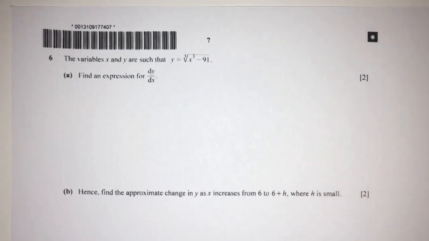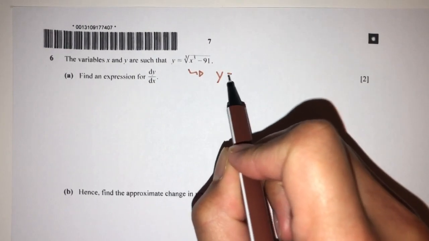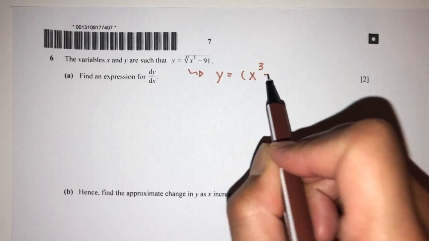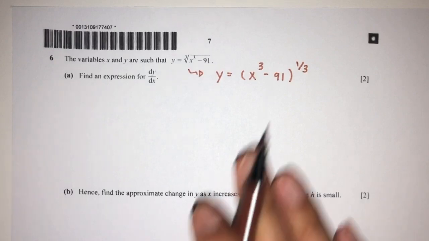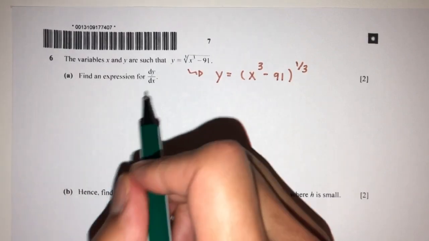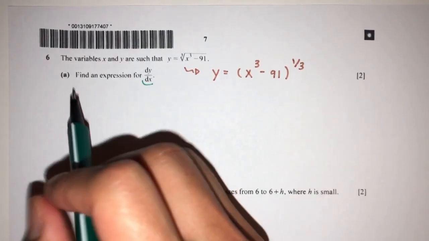Let's move on to question number 6. Here we have variables x and y given by this equation. Now we can rewrite this as y equals (x cubed minus 91) to the power of 1 over 3, right? This is the same thing. Now we have to find dy by dx, so pretty easy. We use the same concepts as usual.